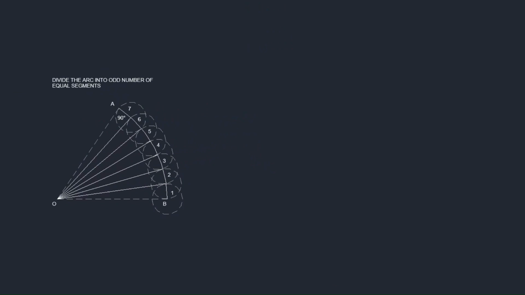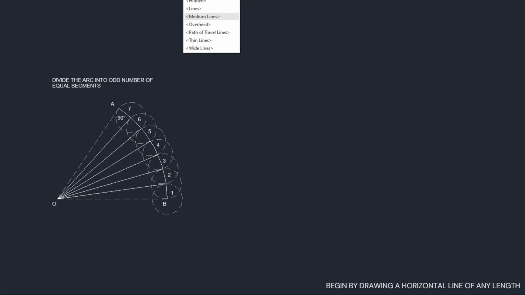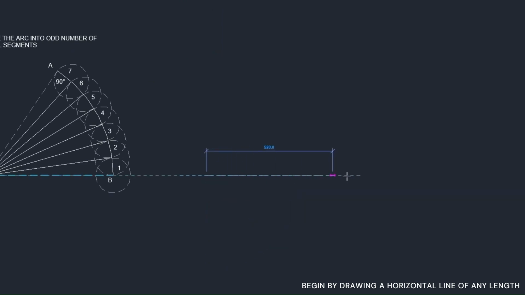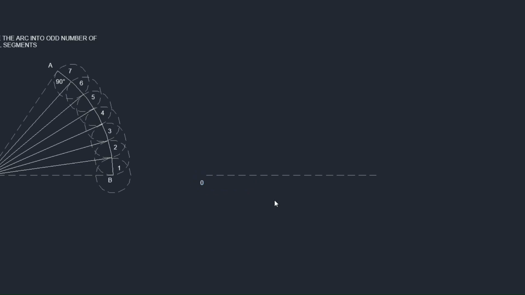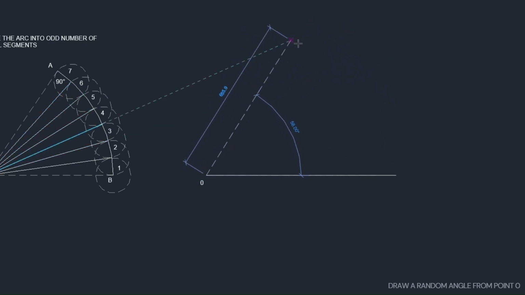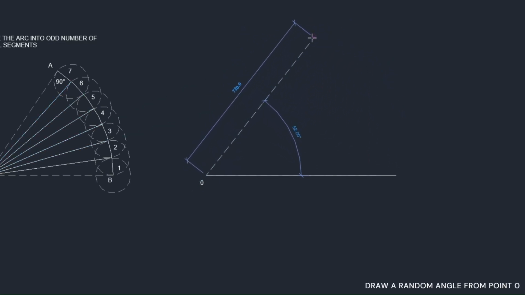So the first thing you'll do, you will draw a horizontal line that's going to be point 0 on this side again. So that's where we'll center our compass. We'll also go ahead and draw any angle from point 0. So we can go 37 degrees this time.